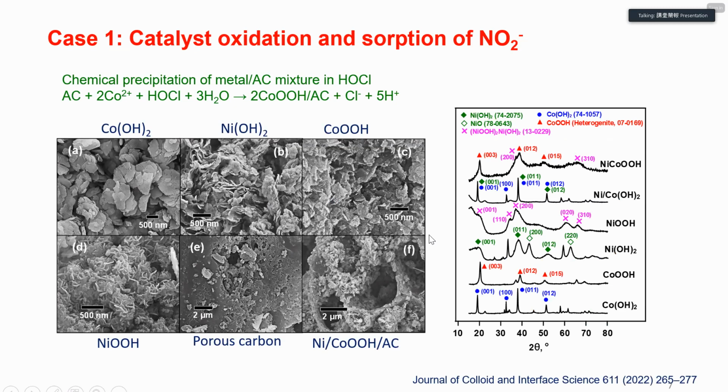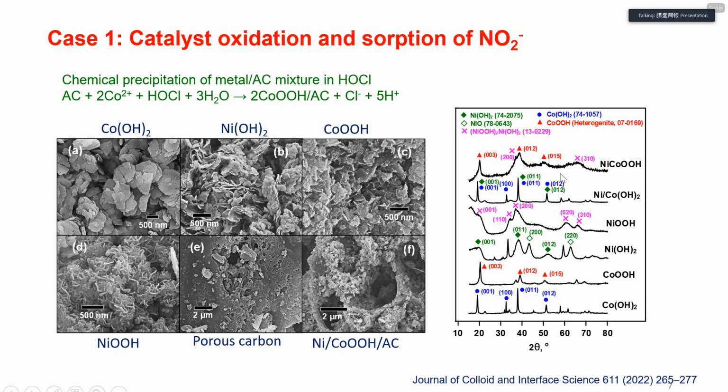And in this work, I applied two types of metal oxide, cobalt and nickel, by chemical deposition in the pores of the active carbon through oxidation using hypochlorous acid. So this is quite a simple process. So we use XRD to verify the formation of the nickel and cobalt oxides.